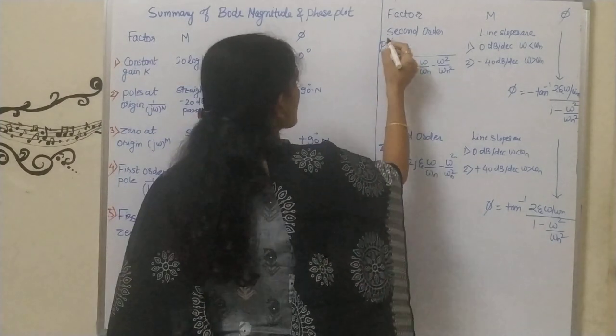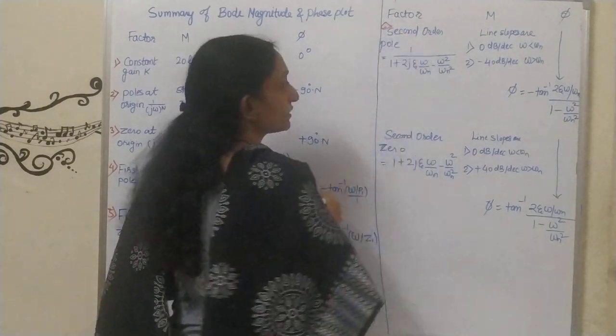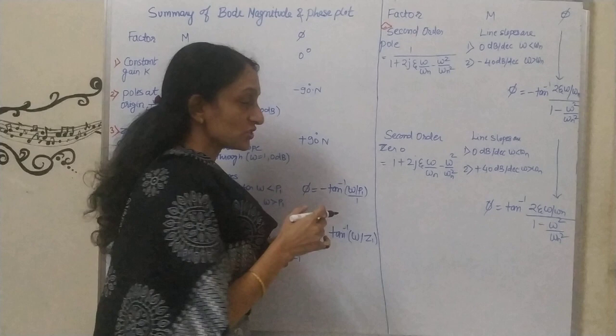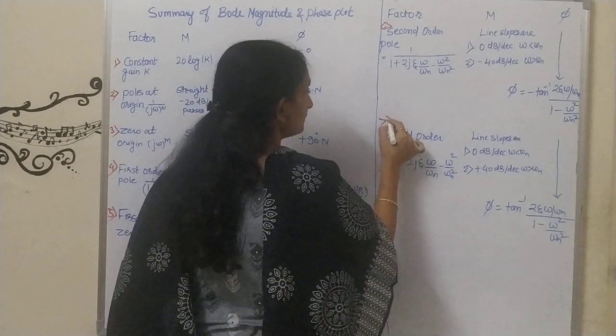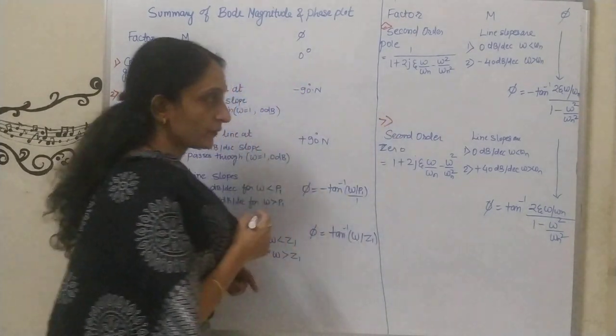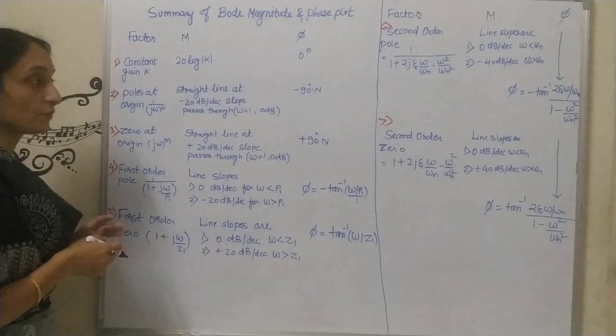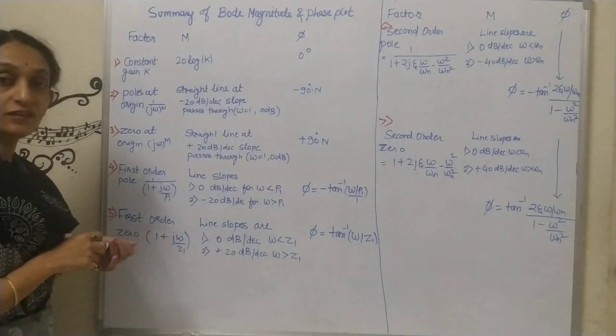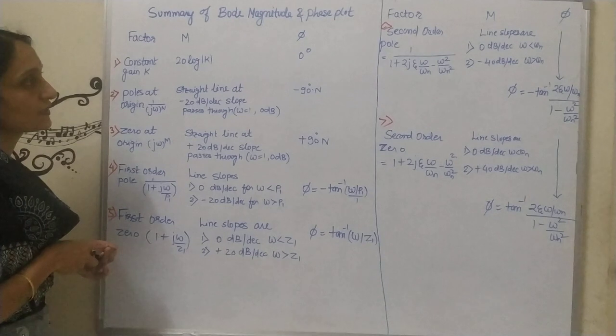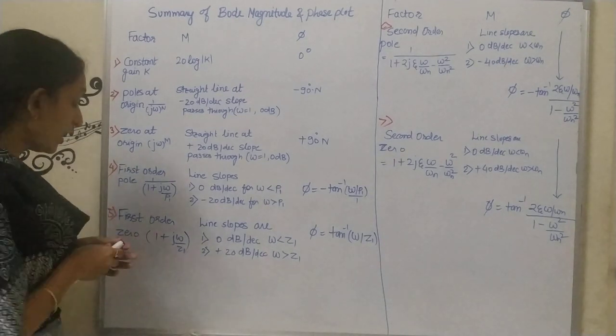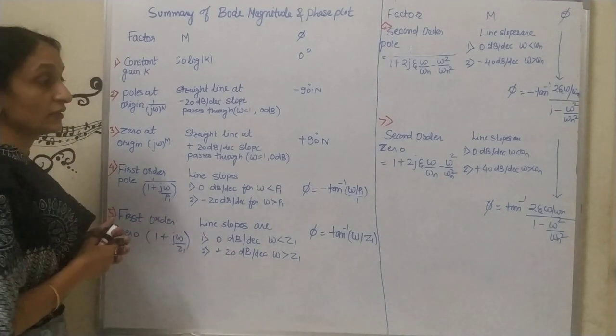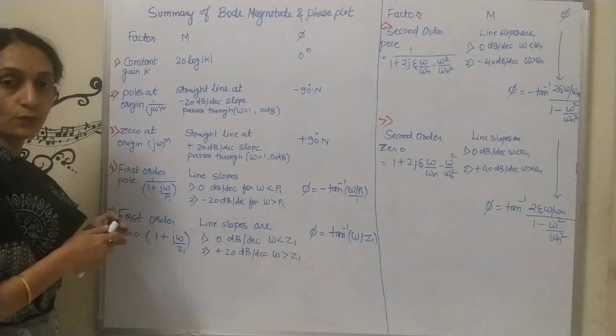Then number 5, first order zero, that is real zero. Then number 6 will be the second order pole, just like the quadratic equation. Then number 7, second order zero. So there can be a maximum of 7 factors present in any transfer function. So the transfer function may vary. So how will you calculate the magnitude and the phase plot?